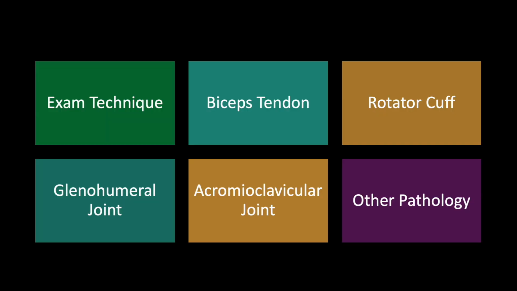As a preview, we'll start off by talking about the basic exam technique and normal anatomy of the shoulder girdle. Then we will highlight a few important pathologies that involve the shoulder which have characteristic findings on POCUS. My hope is that by the end of this lesson, you'll be able to identify the sonographic landmarks of these structures and interpret findings as normal or abnormal for each area you investigate.